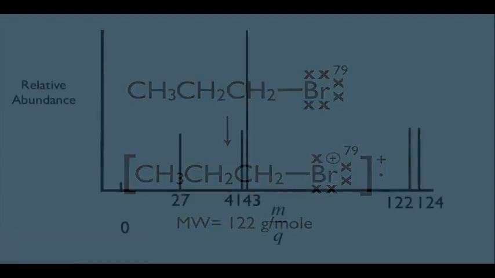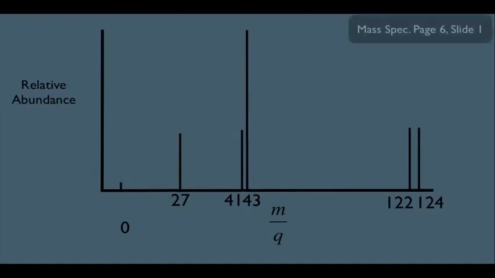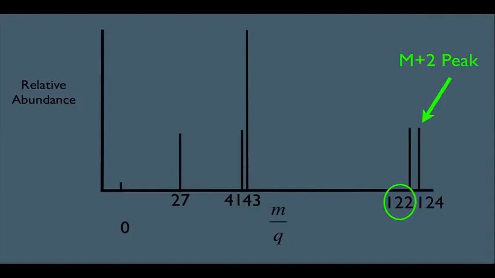So let's look at the mass spec here. Notice that's exactly what we see here, an M peak at 122. But notice we see another peak here. This peak happens to weigh 2 more units than 122. So hence it's called an M+2 peak. And notice for a second here the relative heights of these 2 peaks. They're roughly the same. Why is that so?